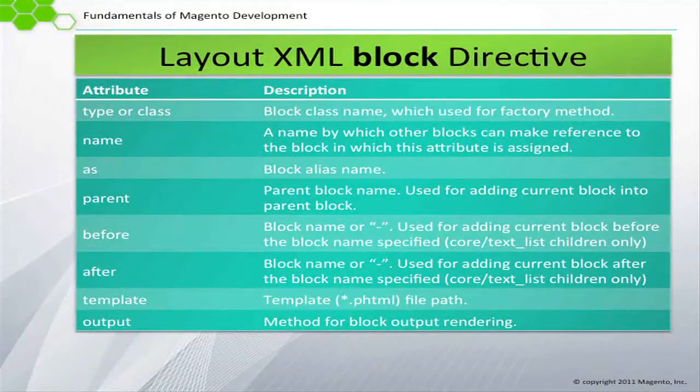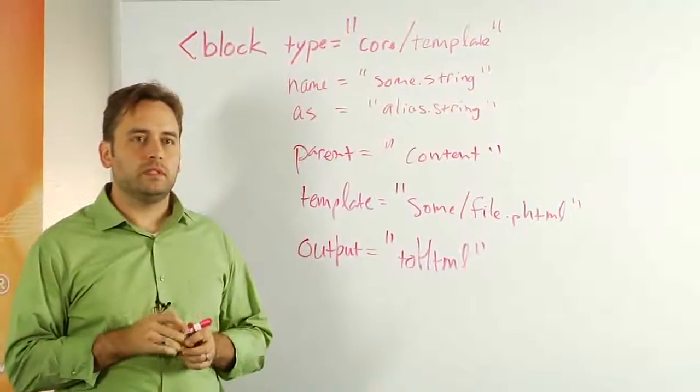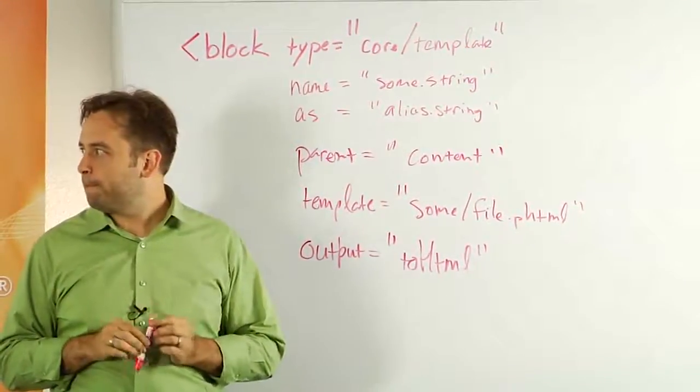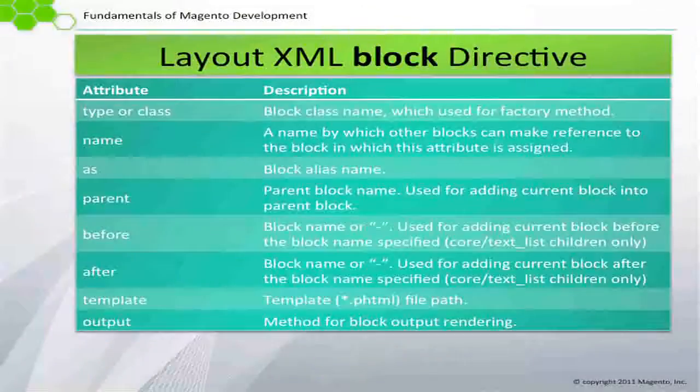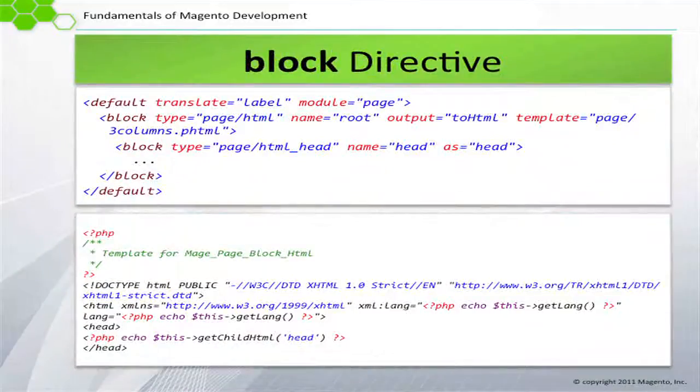The alias here is used only in the context of the parent block. So if the name and the alias are different, be sure to use the correct one. From within the parent block, you'll use the alias, and from basically everywhere else, you'll just use the name. Now, before and after, those only work in the context of text lists. So you use a dash to put it all the way at the front or at the top or the end. All right. So here's just some examples of this block directive, and the default layout update handle.